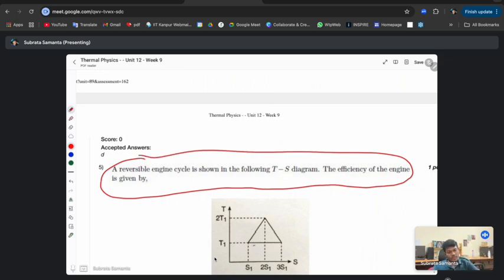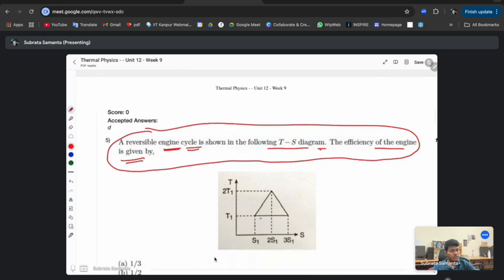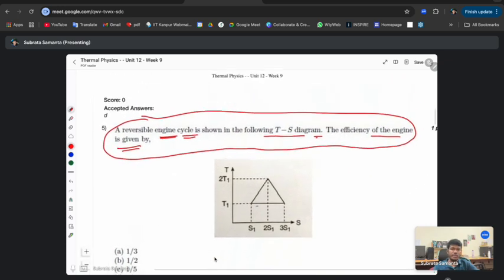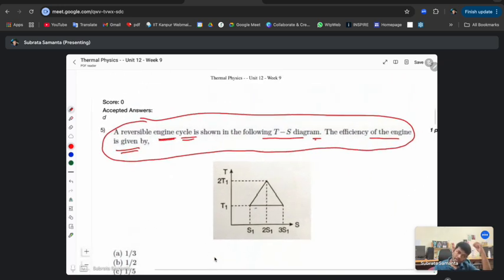So this problem is basically about a reversible engine cycle shown in the following TS diagram, and you have to calculate the efficiency of the engine. This is a diagram in the TS plane, and you have to calculate the efficiency.